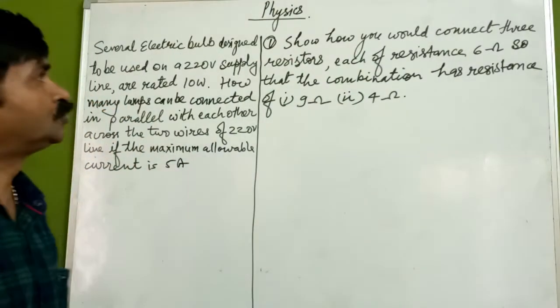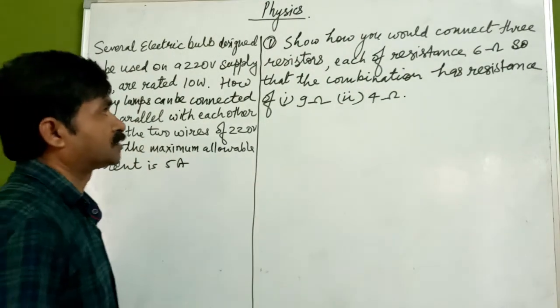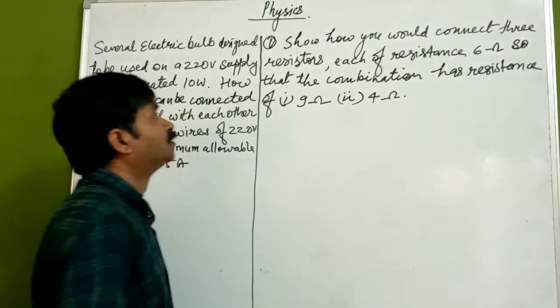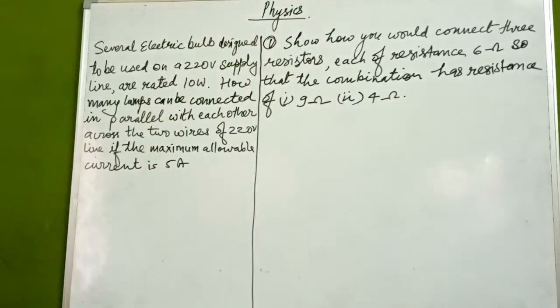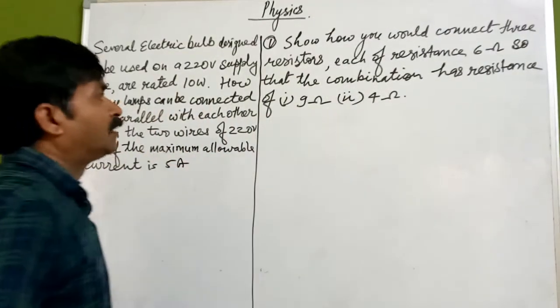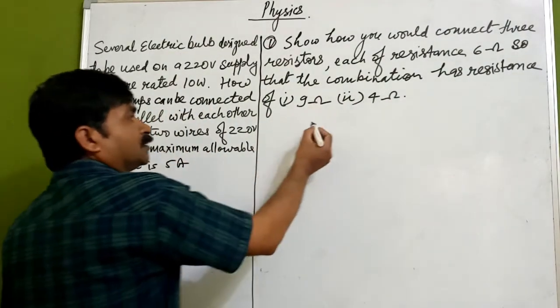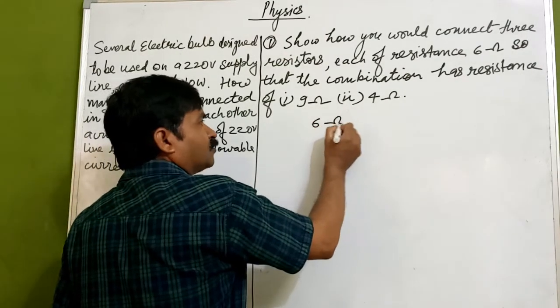Show how you would connect three resistors, each of resistance 6 ohm, so that the combination has a resistance of 9 ohm and 4 ohm. Now what is given to us? We have been given 6 ohm resistance.